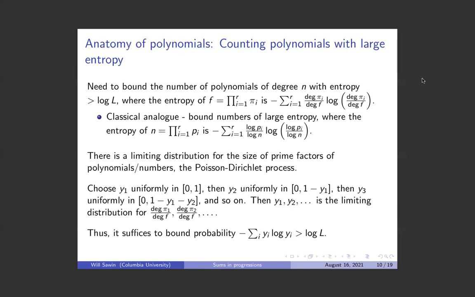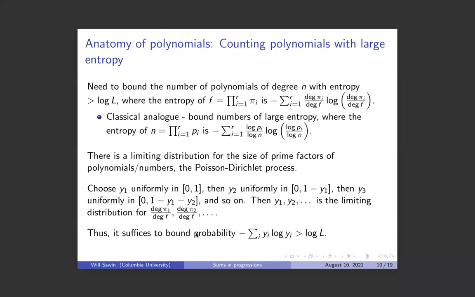The way this random process is defined is you choose your first random number y1 uniformly between 0 and 1. Then you choose y2 uniformly between 0 and 1 minus y1. Then you choose y3 uniformly between 0 and 1 minus y1 minus y2. You repeat, you get an infinite sequence of non-negative real numbers summing to 1. And then this sequence y1, y2, etc. is the limiting distribution of degree pi 1 over degree f, degree pi 2 over degree f, and so on.